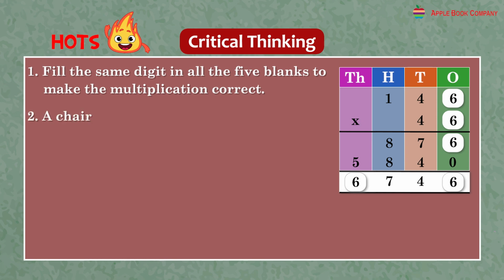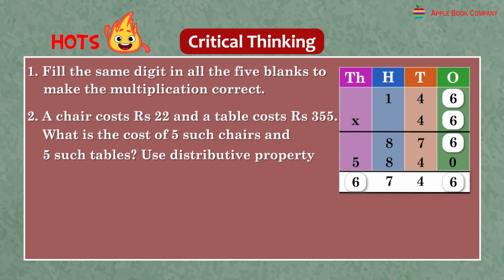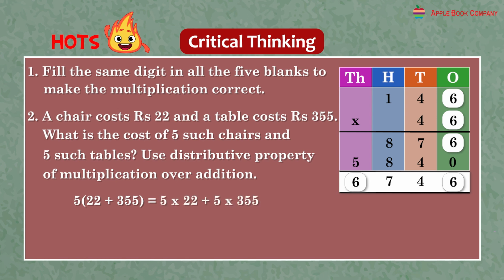A chair costs 22 rupees and a table costs 355 rupees. What is the cost of 5 such chairs and 5 such tables? Use distributive property of multiplication over addition. 5 times of 22 plus 355 will become 5 into 22 plus 5 into 355, which is 110 plus 1775, which is equal to 1885.